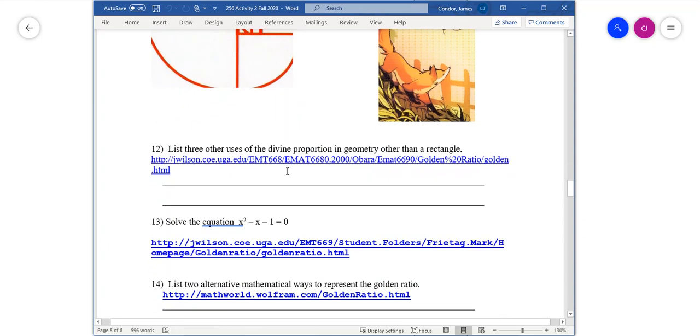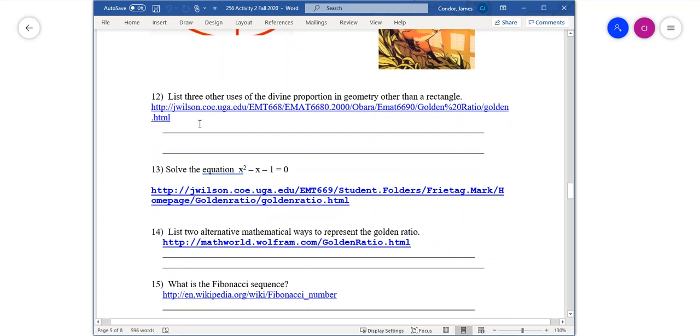All right, so list 3 other uses of the divine proportion. And I'm just not going to pull this website up. I want to speed this up a little bit. But when you go in here, you'll see that there's things like the golden triangle. Okay, another geometric shape, a golden triangle. There's the Penrose tiles in there, and then there, of course, the golden spirals in there.